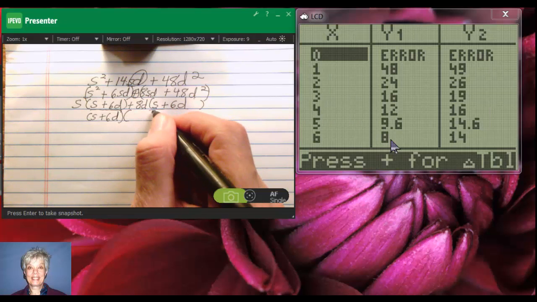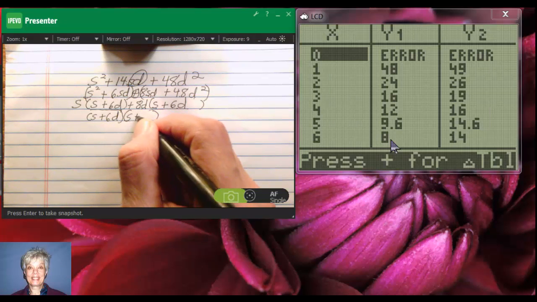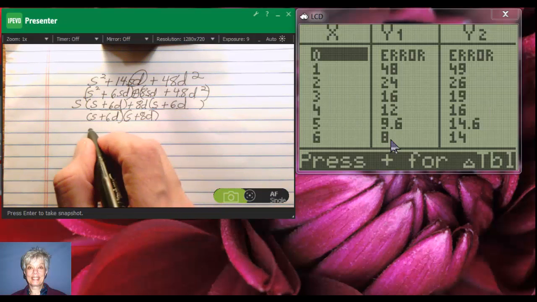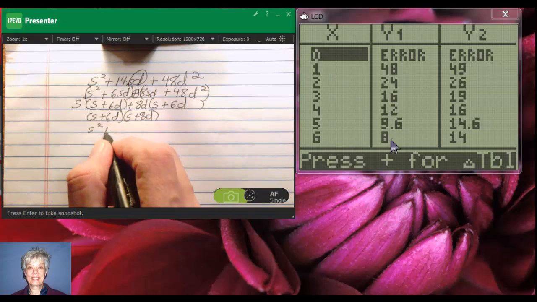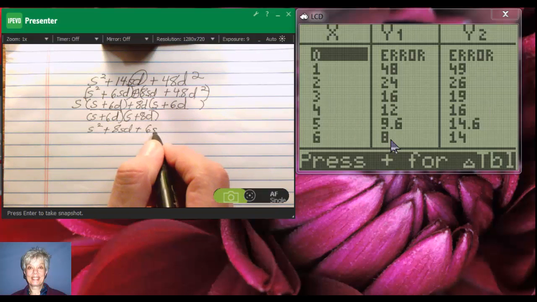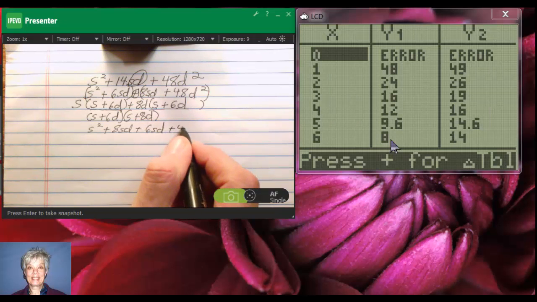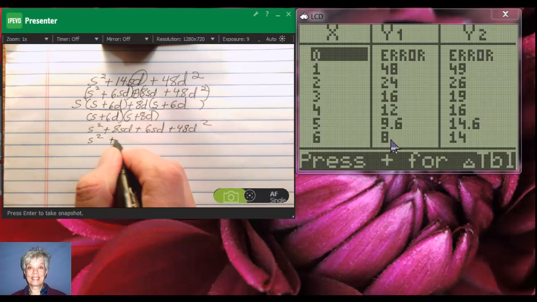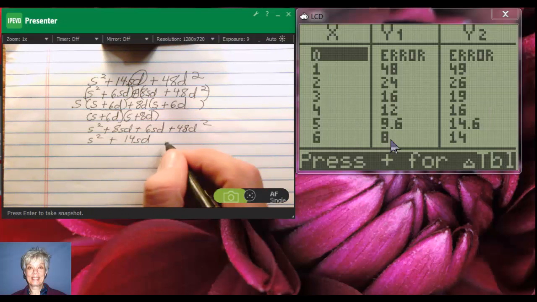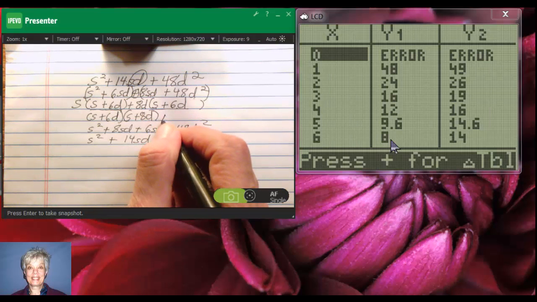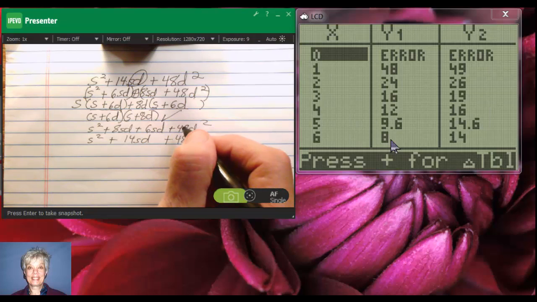And then I write the leftovers, S plus 8D. And then I refoil to make sure I'm right. S squared plus 8SD plus 6SD plus 48D squared. So that's going to be S squared plus 14SD plus 48D squared, which is just what I started with. So this is the correct factorization.